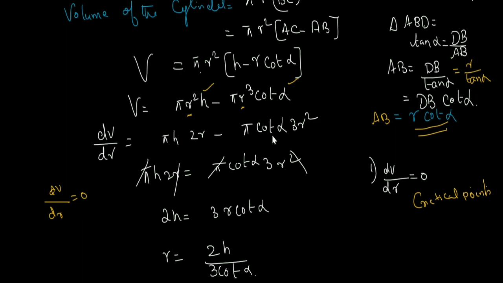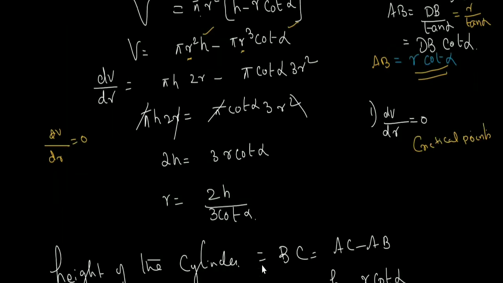So when you equate this to 0, you get pi h 2r is equal to pi cot alpha 3r square. Pi cancels, r also gets cancelled. So 2h is equal to 3r cot alpha. So r is equal to 2h by 3 cot alpha.